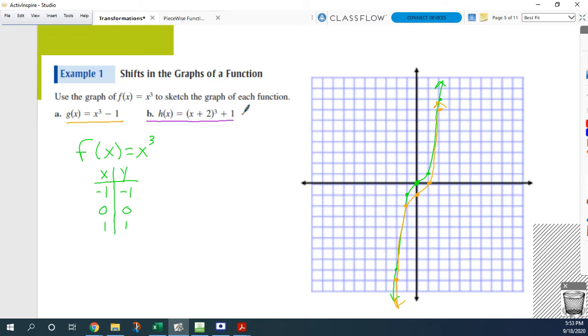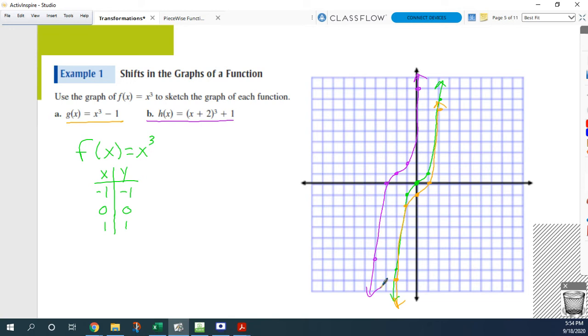Now remember that when I say left 2, up 1, I'm talking about from my parent graph or my starting graph. I always want to start with that parent graph, or basically the simplest graph that we have. So I'm going to move all of my points left 2, up 1. And again, remember, it's just like I've copied and pasted that graph, so it's still going to have the same shape. And so that would be our final graph.